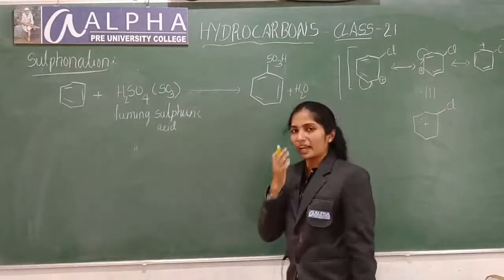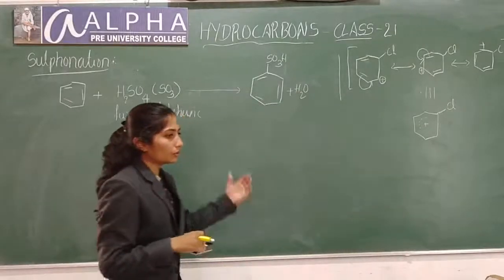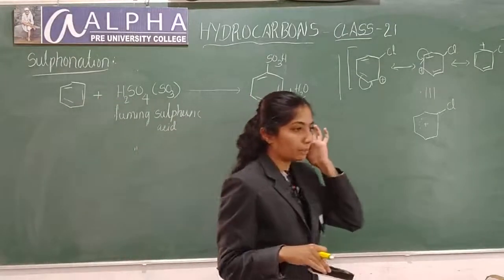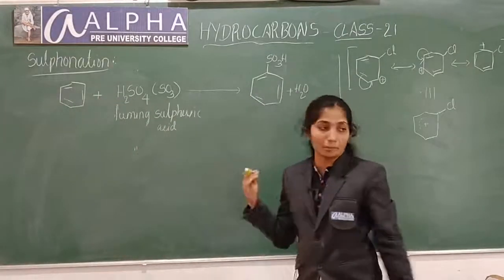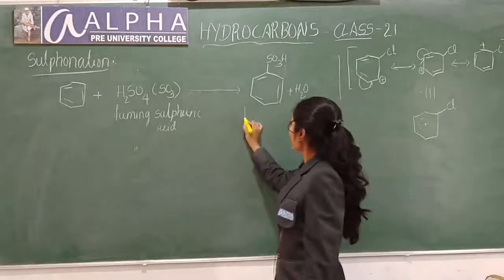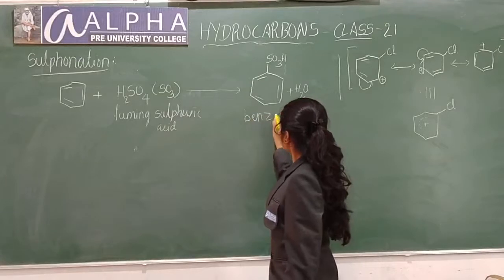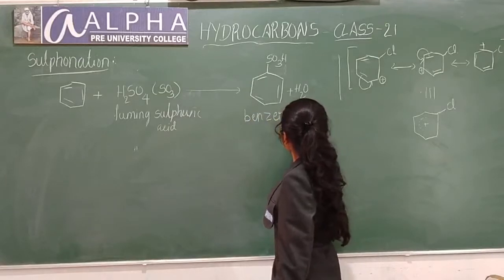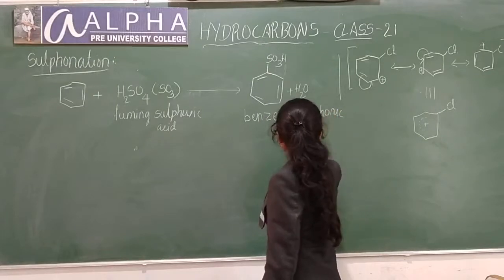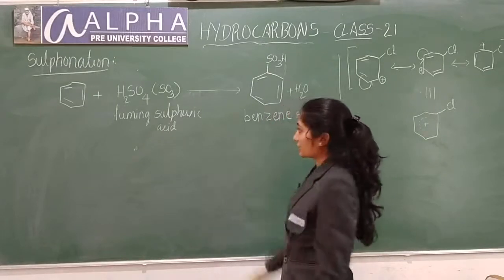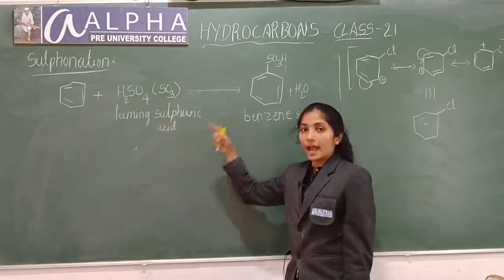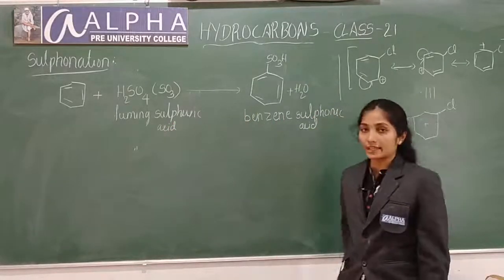So what is the mechanism of this reaction? How will the mechanism take place? So what is the name of this compound? Benzene sulfonic acid. Sulfonic acid formation will take place. So we are taking fuming sulfuric acid and formation of benzene sulfonic acid will take place.